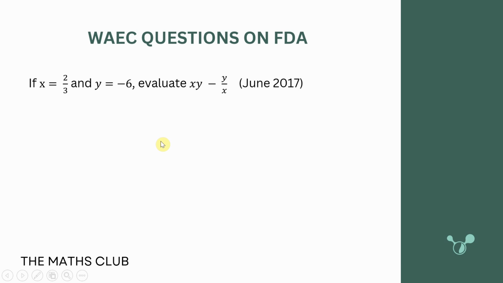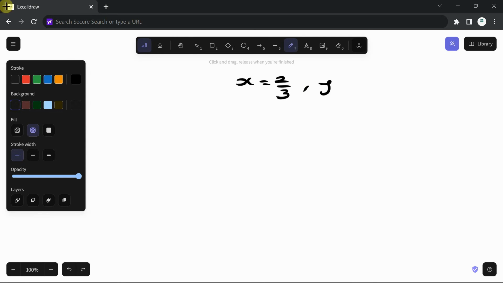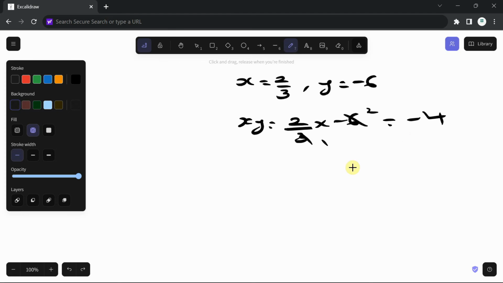It says if x is equal to 2 over 3 and y is equal to minus 6, evaluate xy minus y over x. So let's go. And y is equal to minus 6, right? So xy will just be 2 over 3 times minus 6. So 3 here 1, 3 here 2. So 2 times minus 2 is minus 4, right?